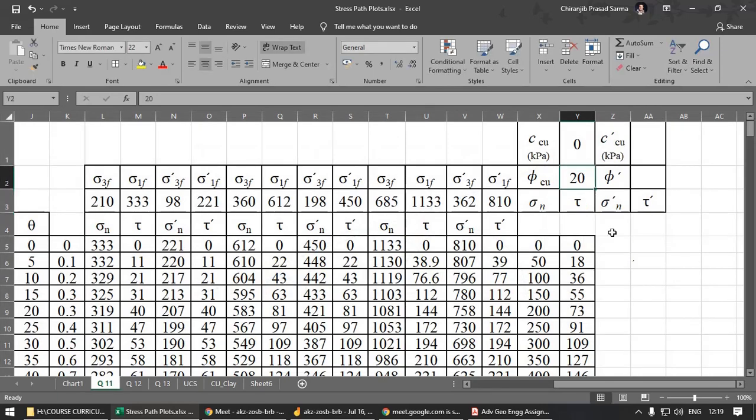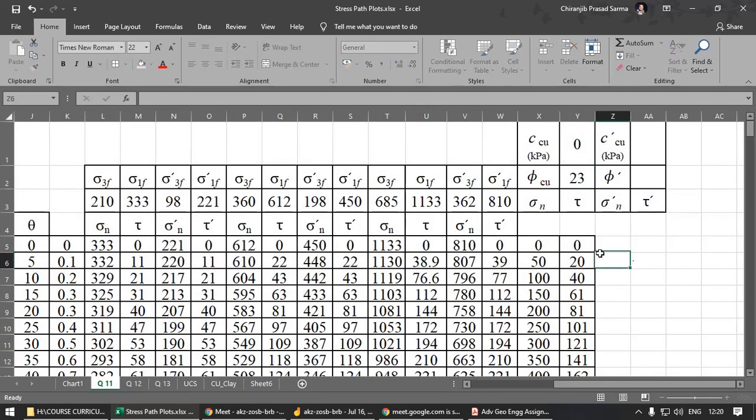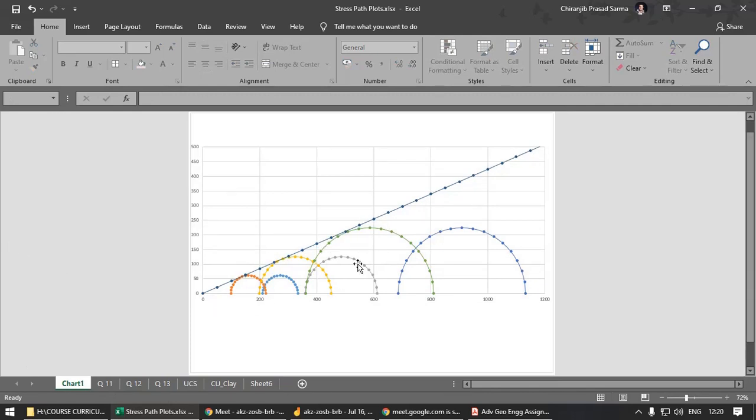There are options for doing numerical calculations within this Excel, but that we will see later on, because today our main emphasis is to understand what is the effective stress Mohr circle, what is the total stress Mohr circle, and what is the correlation between the two, and what are the shear strength parameters. So here we will increase to 22, maybe. Let us see. Yeah, so it is almost, so 23. It is almost tangential.